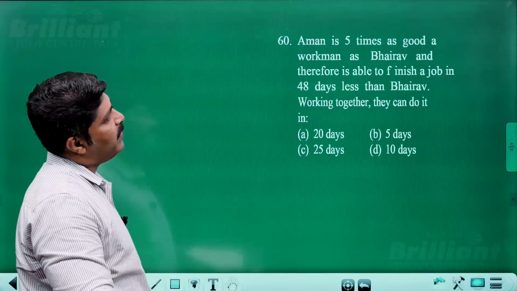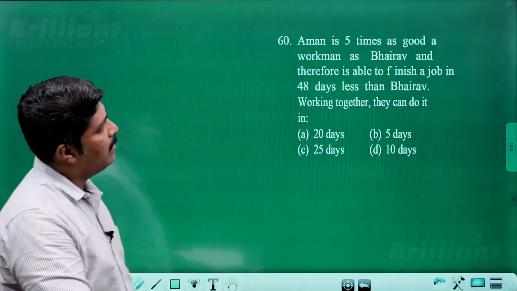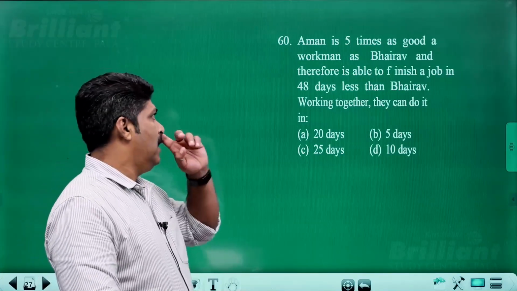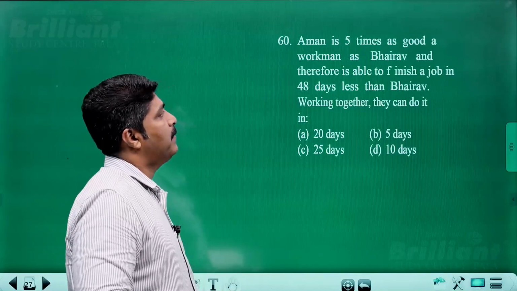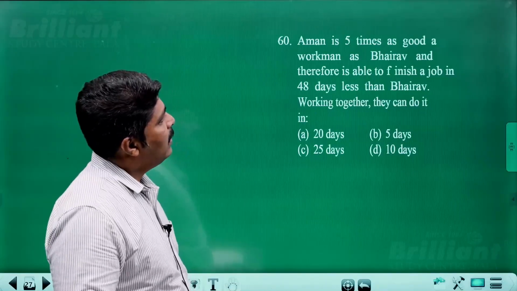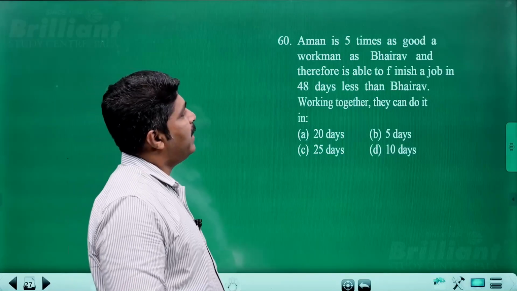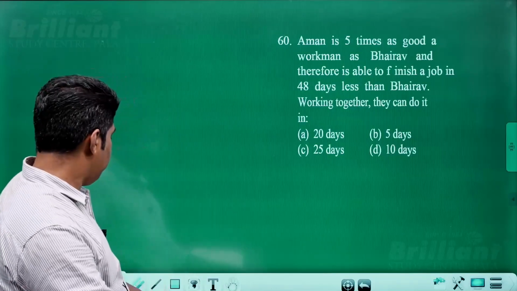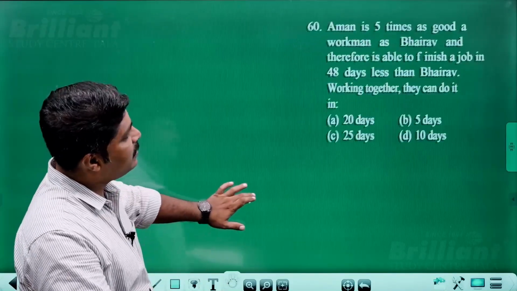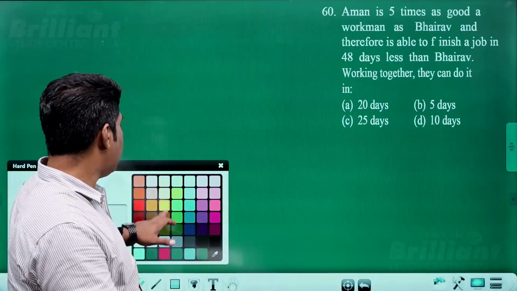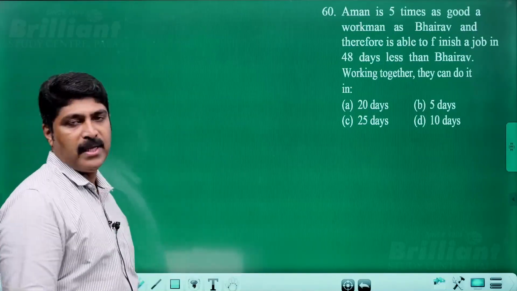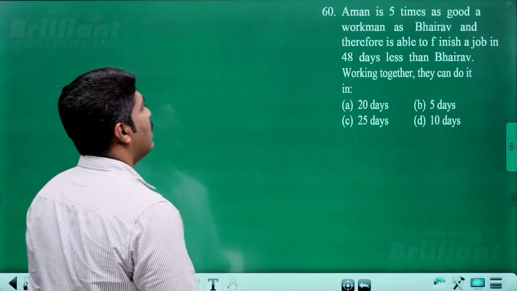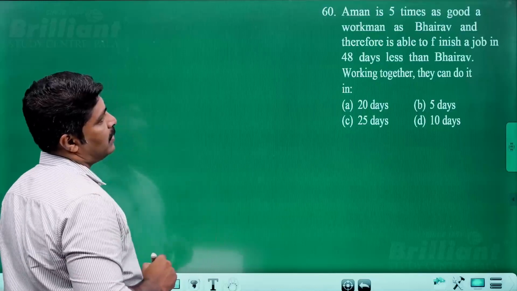A man is 5 times as good a workman as Bhairav, and therefore is able to finish a job in 48 days less than Bhairav. Working together, they can do it. So it's a combined efficiency type question. But we have the direct results when we have 2 persons and their individual times are available. Here we have to consider their efficiencies.